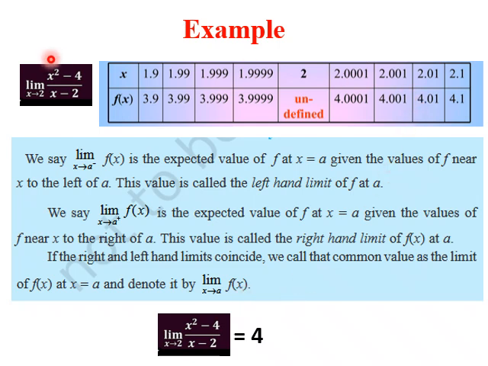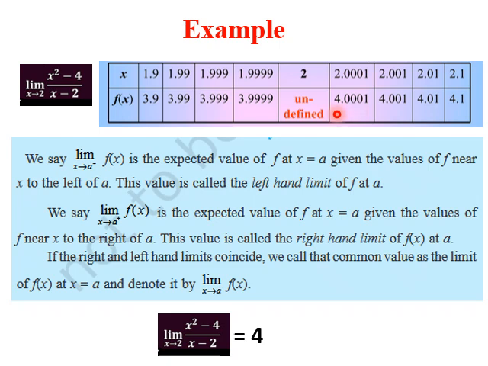So for this function (x square minus 4) by (x minus 2), the limit of f of x as x tends towards 2 exists and its value is equal to 4. We have seen here it is coming 4. On the left hand side it is coming closer to 4 and also right hand side it is coming closer to 4. So why do we have to find the limits?